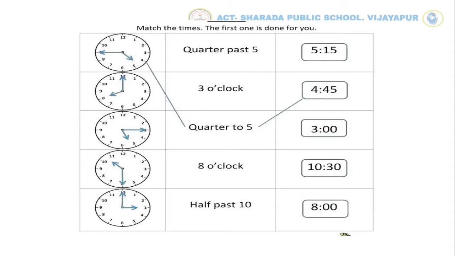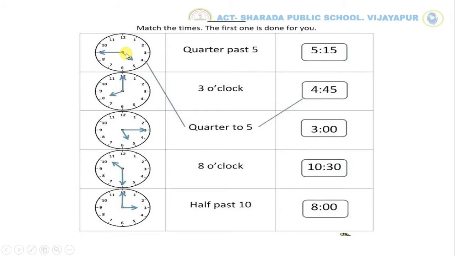Activity number 2. Match the times. The first one is done for you. So children, look at the image here. They have given a clock and the standard timings and the digital timings. Children, we have to match for the correspondence. One has been done for you. So look at the image here.